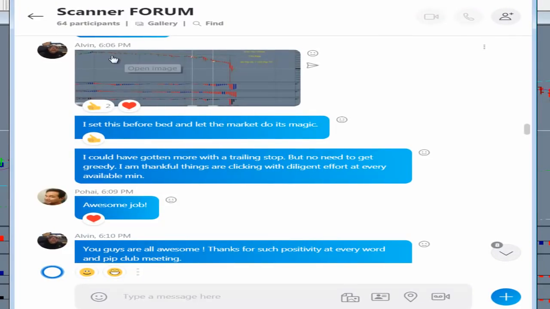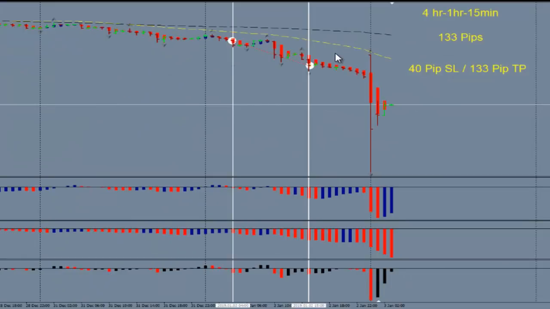So right here, this was like 6 o'clock last night. I'm going to bring up a trade. Okay, this is a long-term trader. He traded the 4-hour and the 1-hour and the 15-minute, made 133 pips. He works a full-time job, and this is when he could get back to his computer, and he took it and let it run, and that's where his take profit was at.